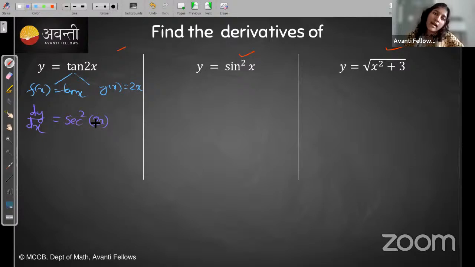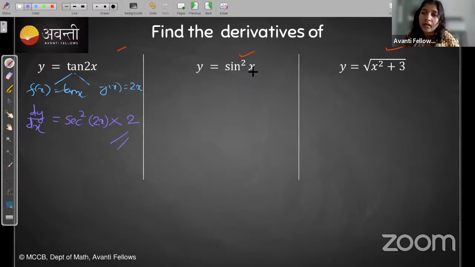Now we have a function which is other than x. This 2x is nothing but a function. It's other than x. So what do we do? We multiply and we differentiate it again. So what is the differentiation of 2x now? It's nothing but 2. Now tell me, do we have any other function which is other than x? No. We got a constant function, so we'll stop there. Okay. So this is the differentiation of tan 2x.